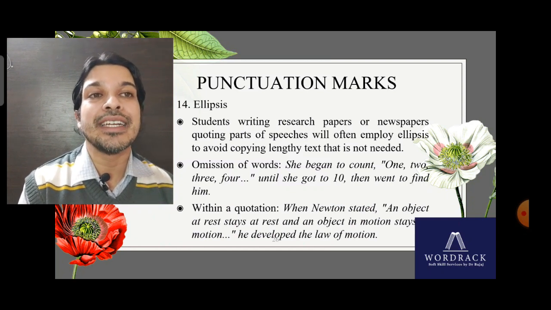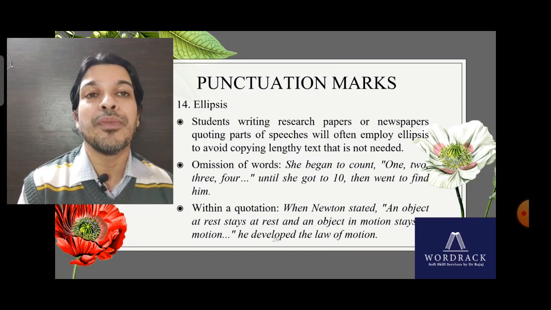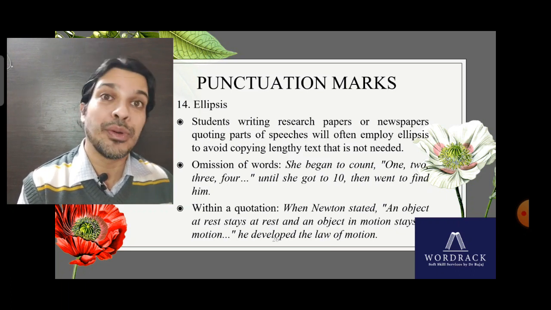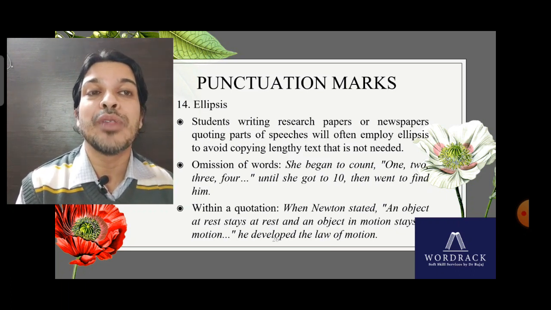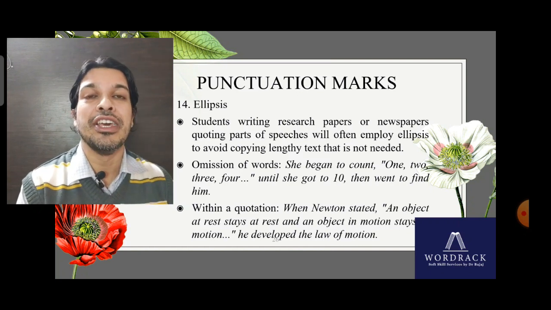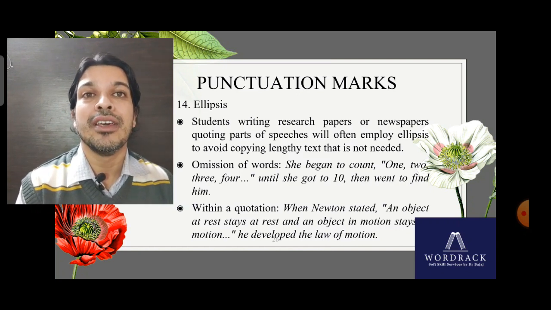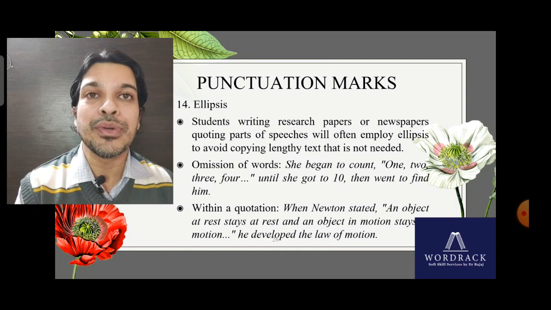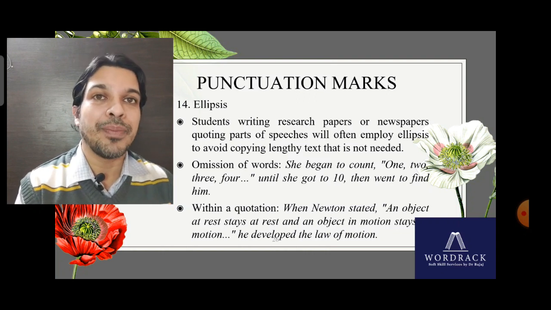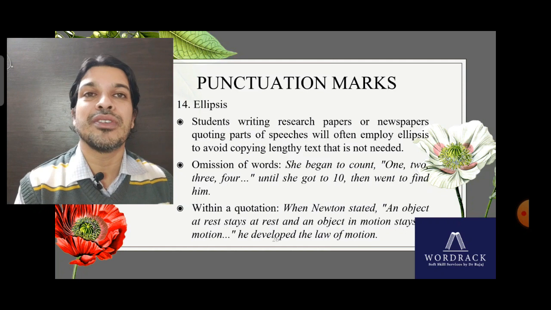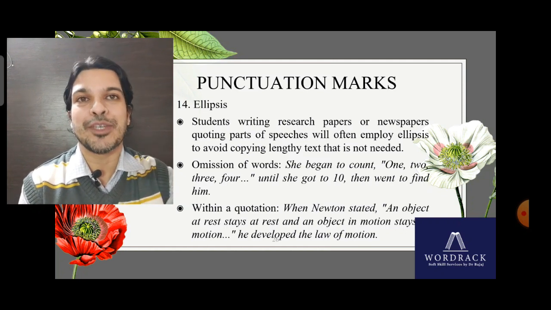When Newton stated, "an object at rest stays at rest, and an object in motion stays in motion..." We put 3 dots, that is ellipses. We close the quotation. He developed the law of motion. This is the section of the statement by Newton which the writer wanted to use. So he has just used that part and then used ellipses to denote that the remaining part has been left out.